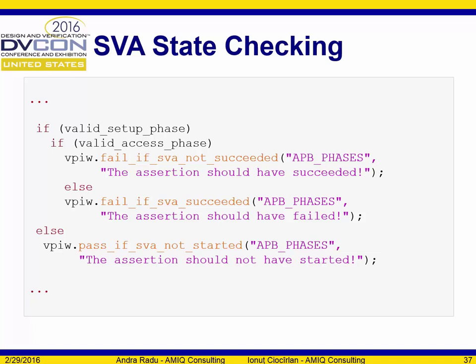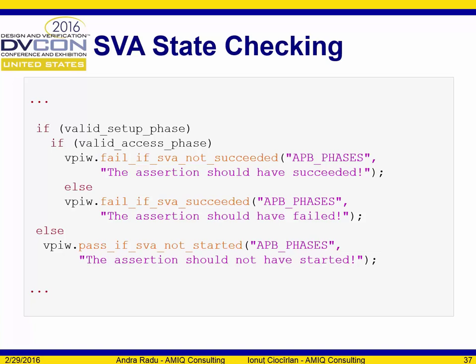Now we have the SVA state checking. We've generated the setup phase and the access phase, and then we want to do the checking. This is done using the built-in API from the framework. What we have here is a pair of nested ifs. If we have valid setup phase stimuli and valid access phase stimuli, we check that the SVA should succeed. So we use the fail if SVA not succeeded API. It checks that the SVA state when we run this API is passed, otherwise it will issue an error. We could insert as much debug information as we want in the messaging. We just said that the assertion should have succeeded.